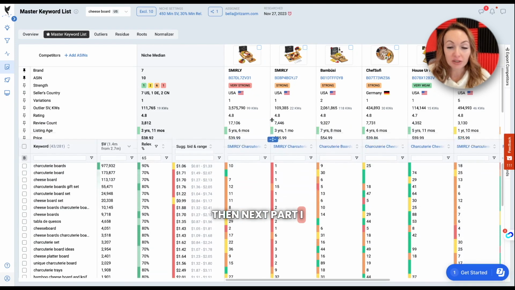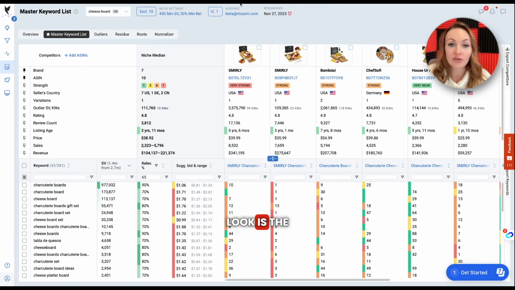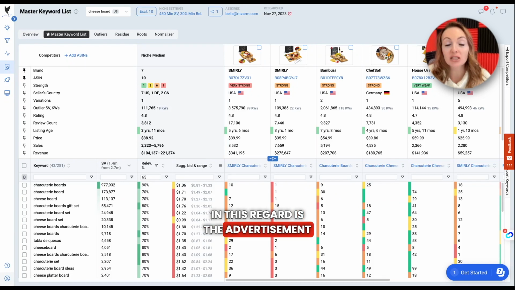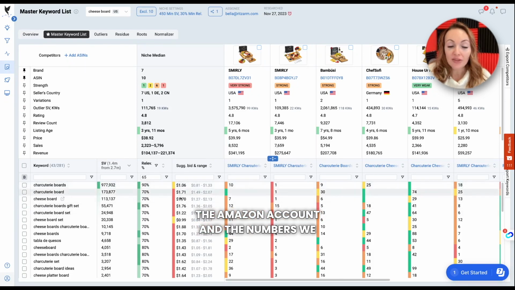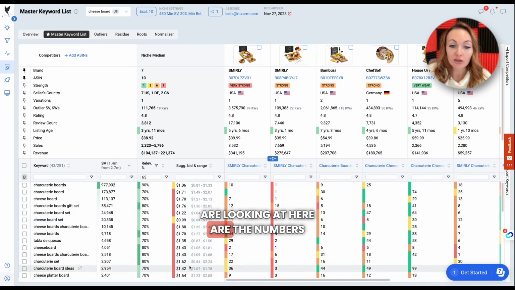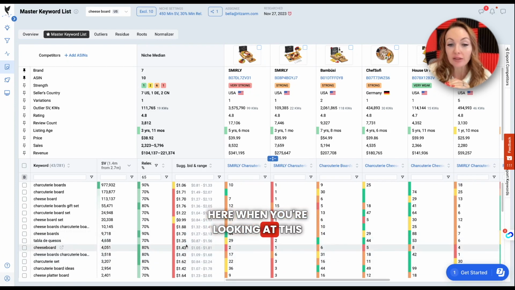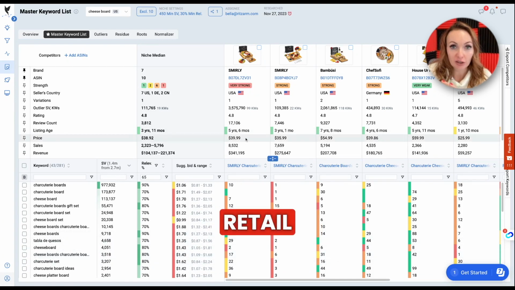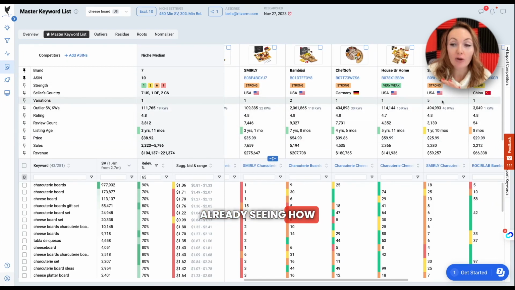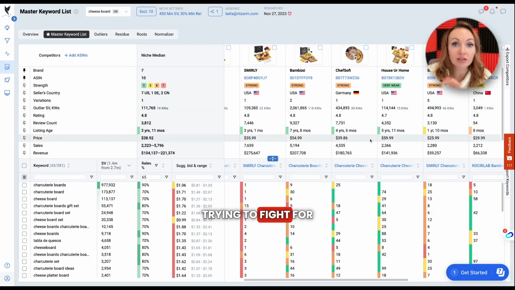Then the next part I want you to take a look at is the PPC. PPC is pay-per-click for those of you that don't know, and PPC in this regard is the advertisement inside of the Amazon account. And the numbers we're looking at here are the numbers where we're paying in dollar amount per 1 click. And I want you to pay attention here. When you're looking at this number, look here at the retail cost. And retail cost here is $39, $35, $54, $39, $25. So now we're already seeing how competitors are trying to fight for price.